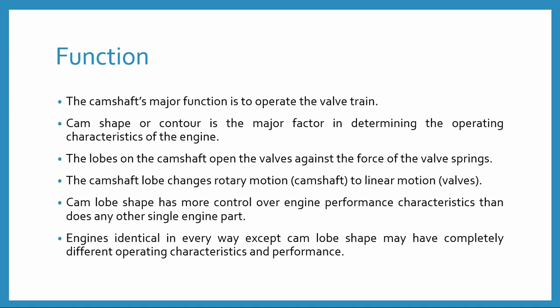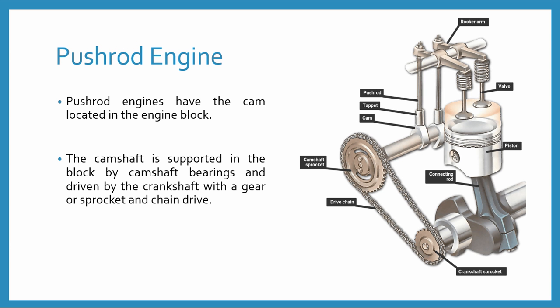If engines are identical in every way except the cam lobe shape, they may have completely different operating characteristics and performance. So these are the basic functions of the camshaft. Now coming to the various types of camshafts. There are basically two types: one is the push rod type camshaft and the other is the overhead type camshaft.